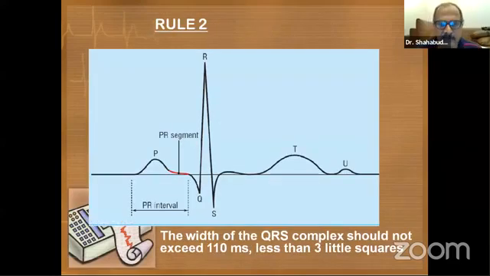Second rule, the QRS complex. Again, if we look at the depolarization of the ventricles producing the QRS complex, it is again about 0.1 seconds. So in range, it may be 0.1 seconds, that is 100 milliseconds, maximum up to 120 milliseconds. So 2.5 to 3 small squares is sufficient for the duration of the QRS complex. If any QRS complex is wider than that, it may be pathological, it may be bundle branch block.